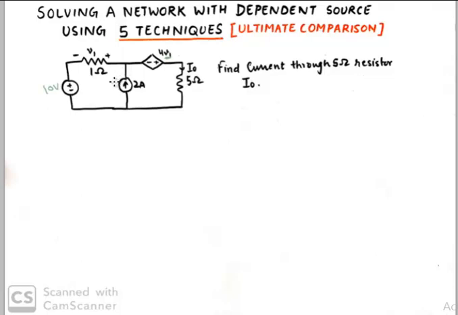Now before we proceed to solve this network using all the 5 different techniques, please understand that this polarity of voltage is very important. You must not ignore or underestimate the importance of this polarity of voltage which is specified here on this 1 ohm resistor. I'll tell you in a bit where this importance will pop up.